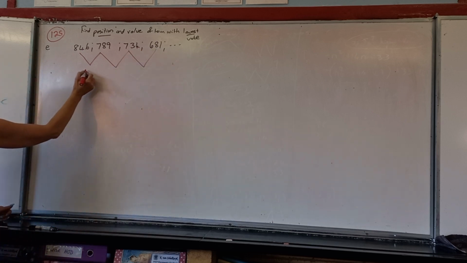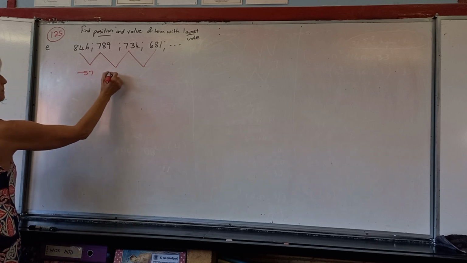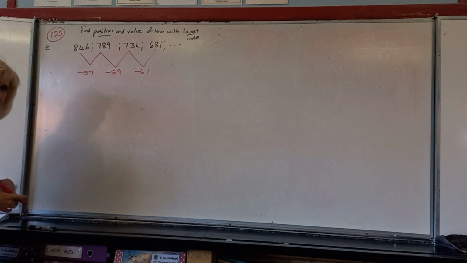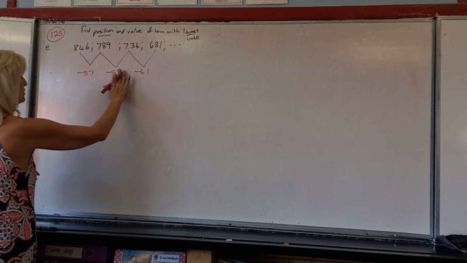Okay, so this one would be? 57. 59, and then I suppose negative 61. 5, sorry, I heard it wrong.